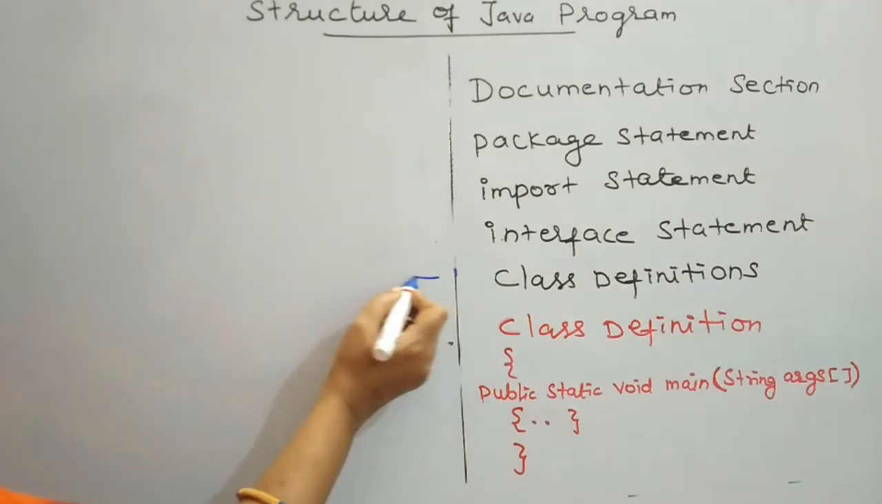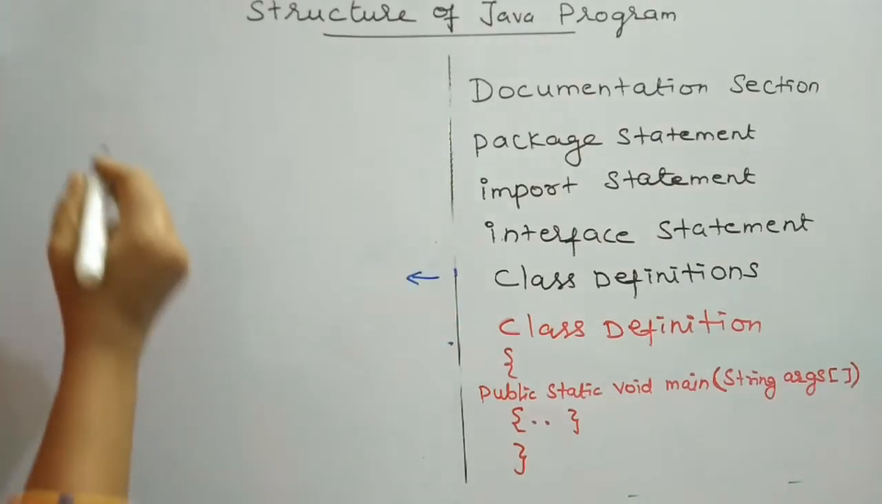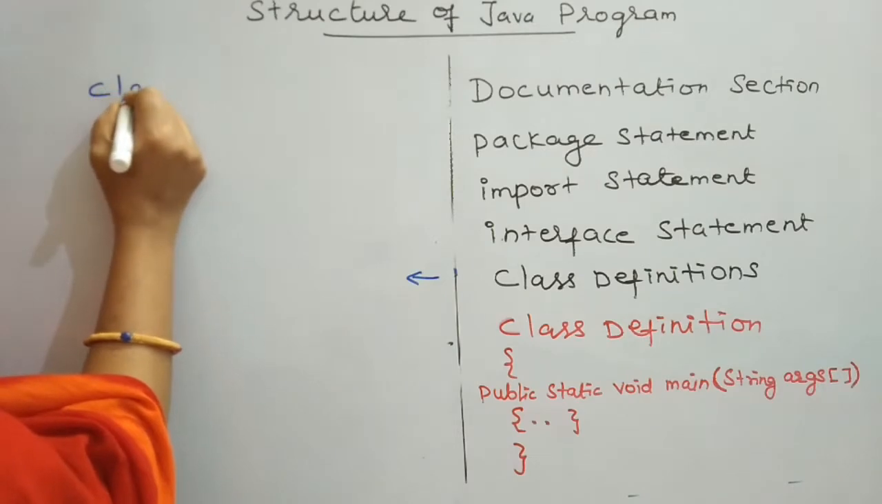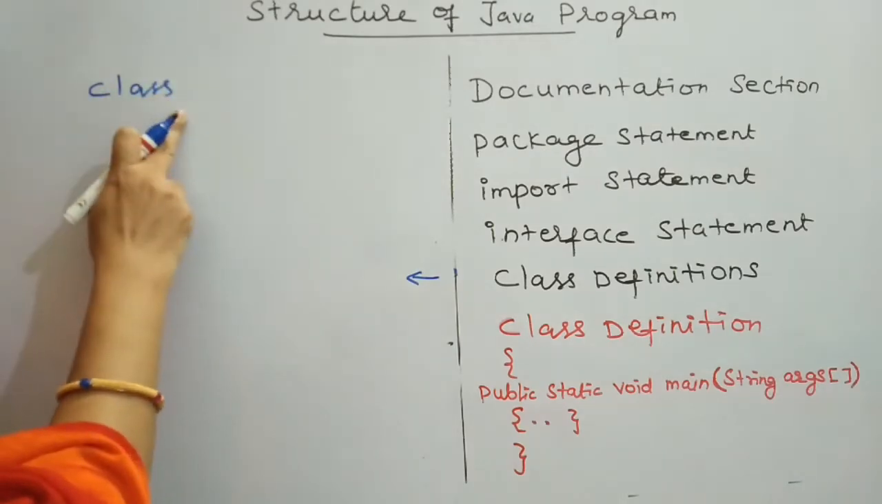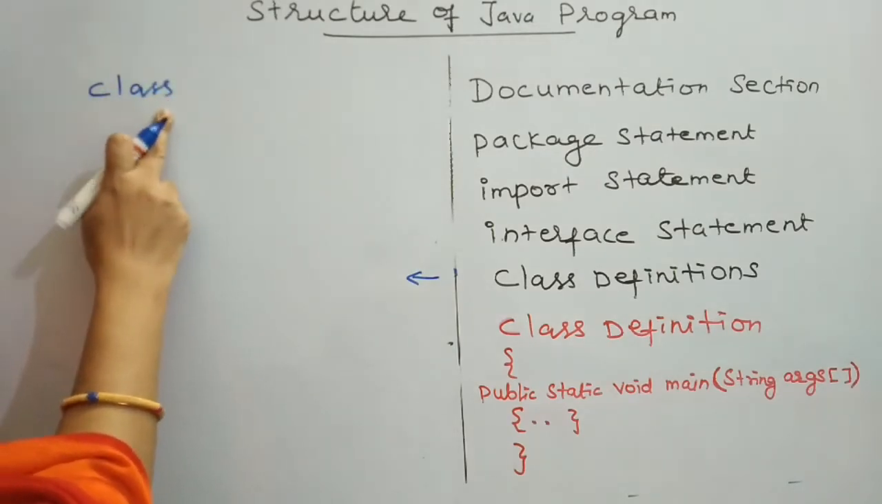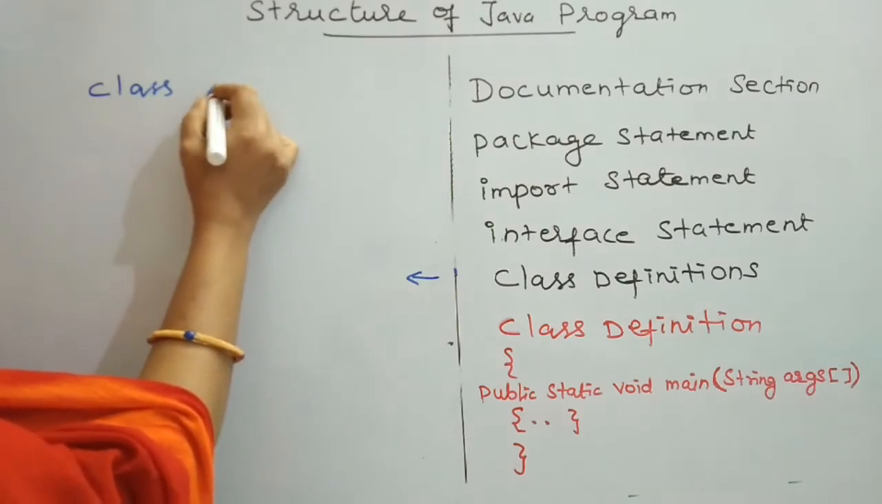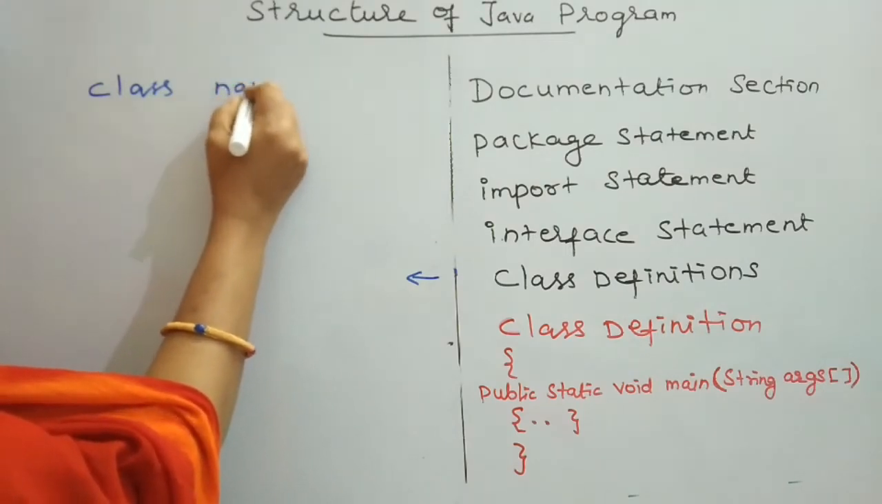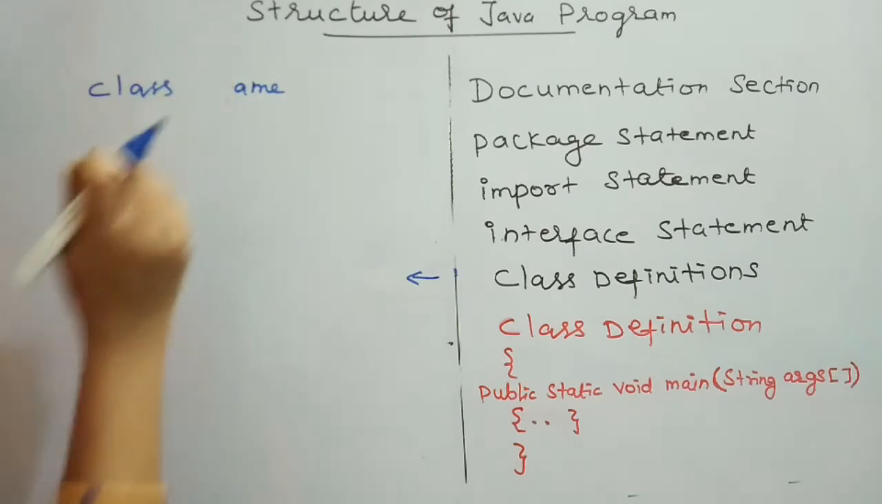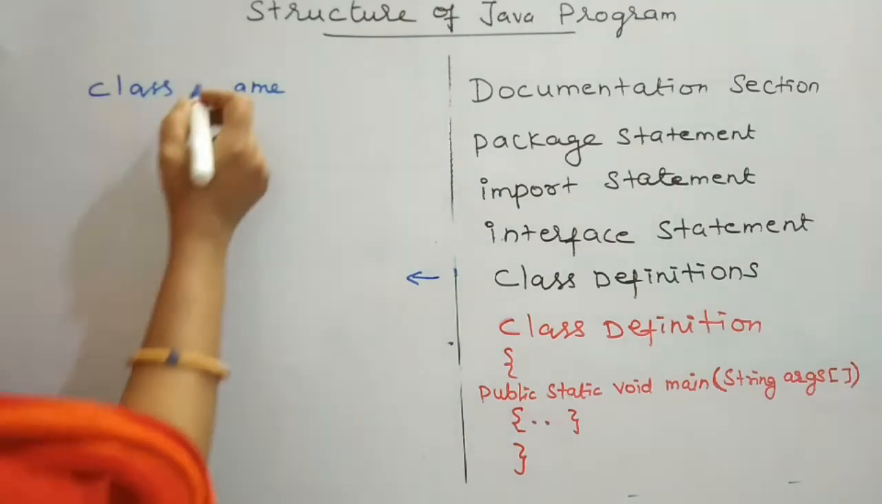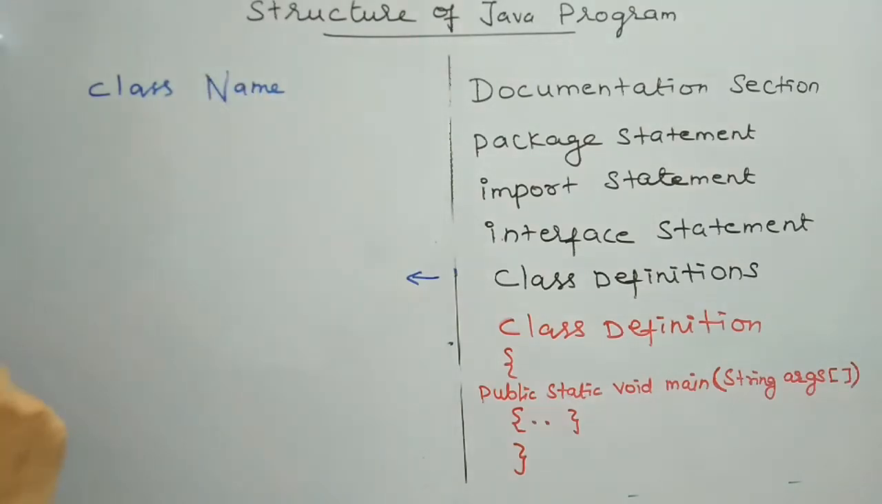Next one is your class definitions. Class definition starts with the keyword class. While writing keywords, all the letters should be lowercase letters, and then the name for my class. Write a name for this class. While writing the name, you have to follow a naming convention. It starts with an uppercase letter.